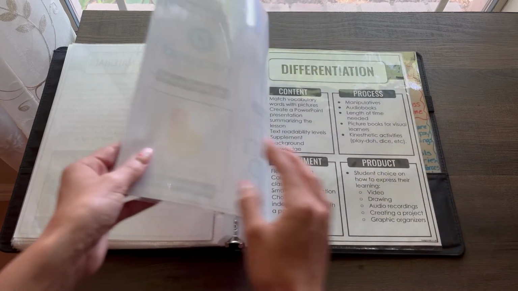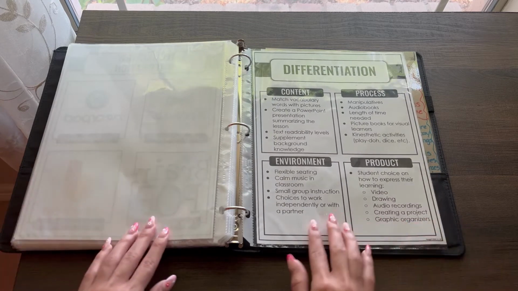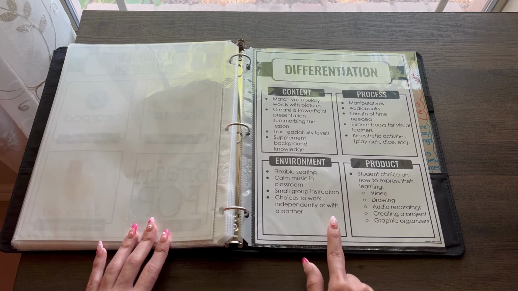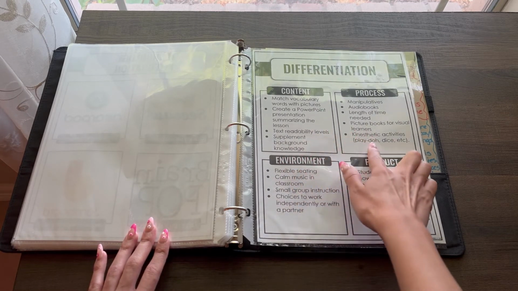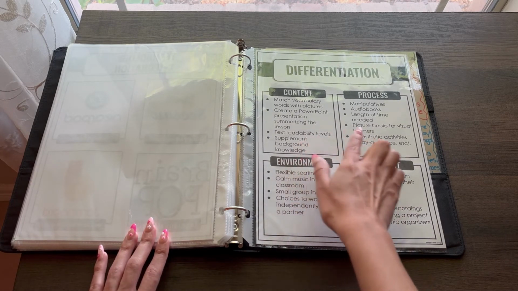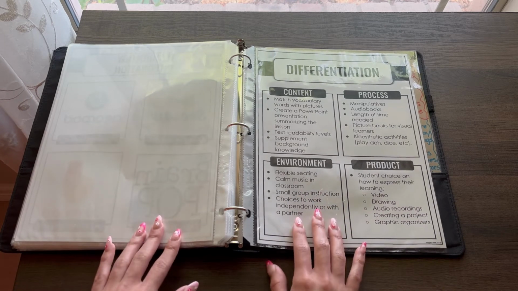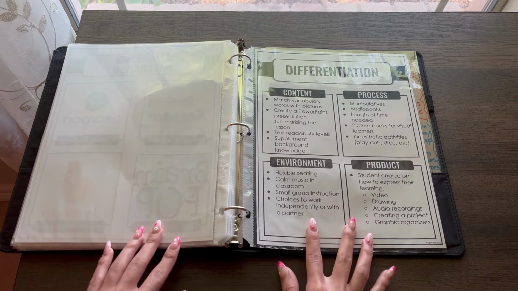And last but not least, we have differentiation. And these are the 4 key components of how to differentiate in the classroom. You have content, process, environment, and product. And these are some of the ways that I have learned have worked for me to differentiate for all students to master what I'm teaching in the classroom.